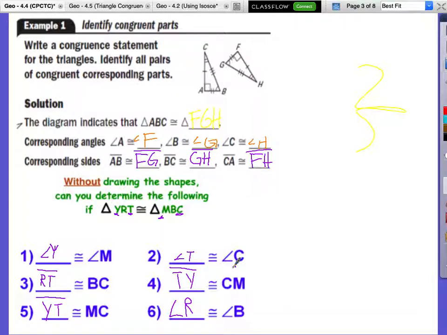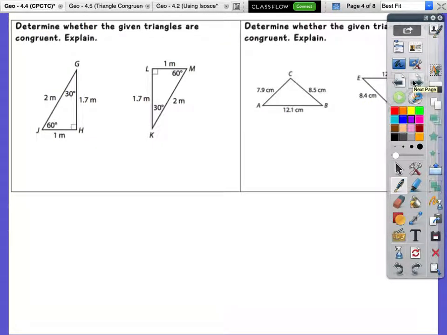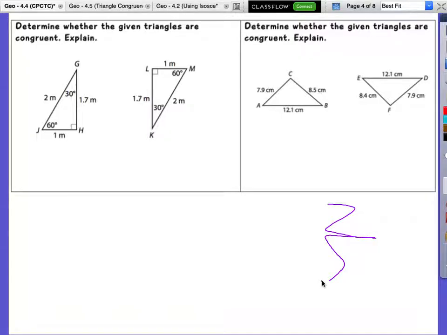Did I answer your guys' question? Okay, so we're gonna move on right below this. Determine whether the given triangles are congruent and explain.